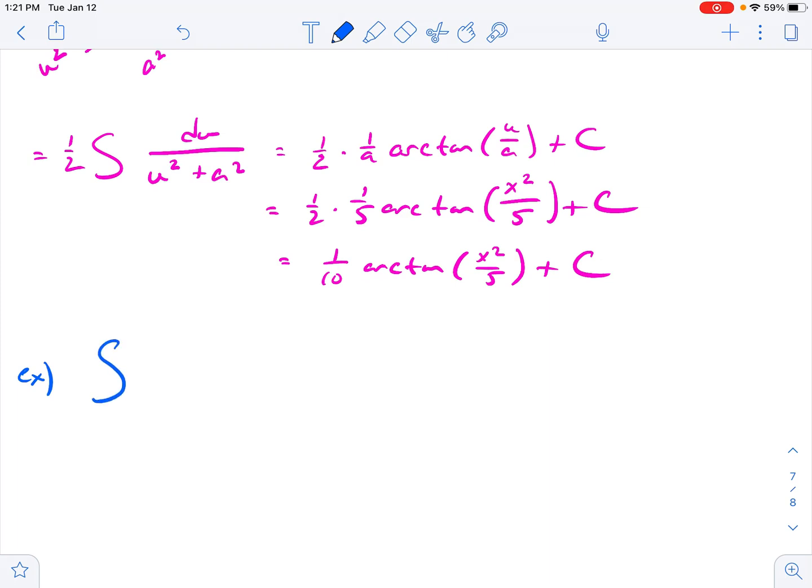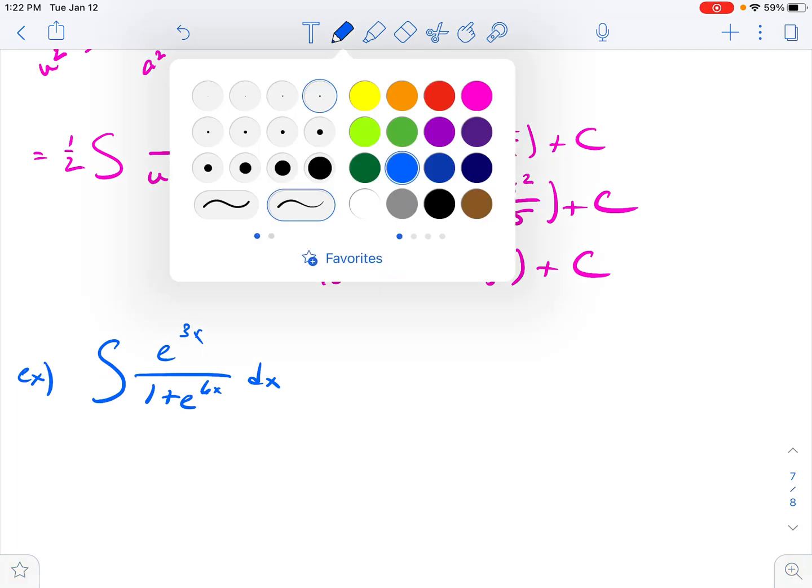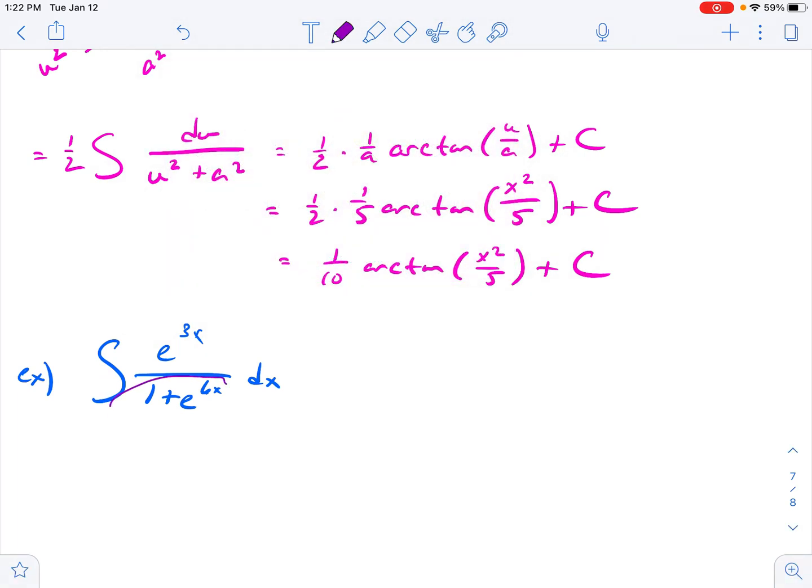All right, let's suppose now we have the integral of e to the 3x over 1 plus e to the 6x dx. So again, we just had a lesson on e integrals. We saw sometimes with u-substitution, if there's two e's, especially one with a constant, you might be tempted to let that equal u.